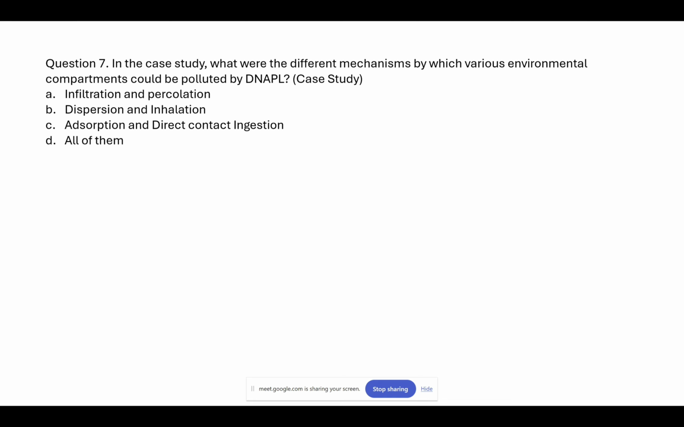So D, that is all of them, is the correct option, because in the case study we have seen that the DNAPL can contaminate by either infiltration or percolation, or there can be dispersion of the contaminant, or people or animals can get in contact by inhalation, or there can be absorption on the soil particles, and also there can be direct contact ingestion. So D is the correct answer.